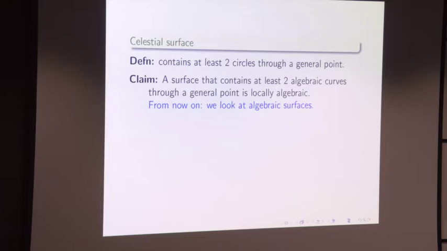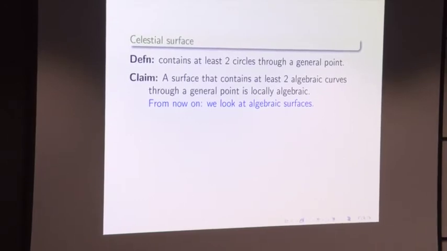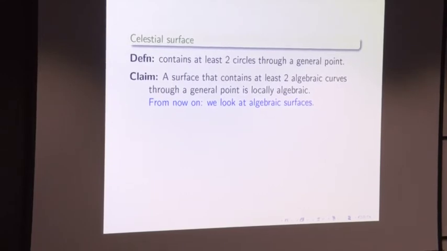Because it seems fairly easy to prove that a surface that contains at least two algebraic curves through a general point is in fact locally algebraic. So, for instance, the surface of a polyhedron is like that. It's locally just a plane, so it's made up out of algebraic pieces. Essentially, we can just glue various algebraic surfaces together along their intersection lines.